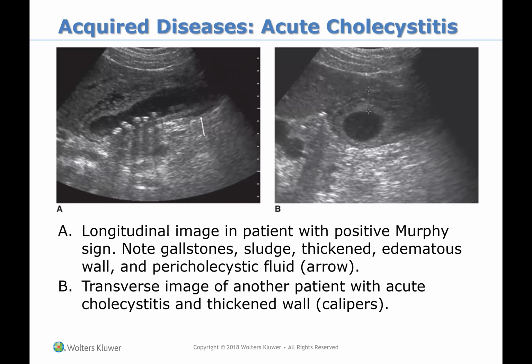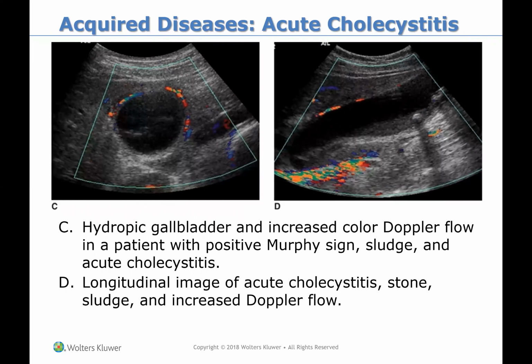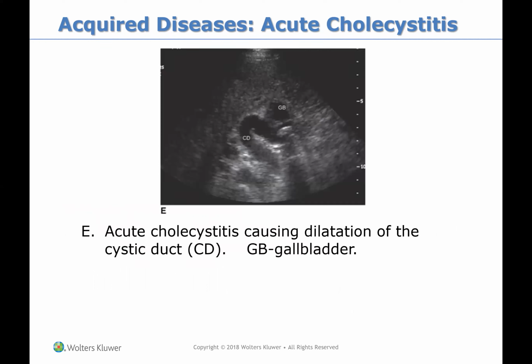So this is a patient that's pretty sick with it, and you can see the gallbladder wall is very, very thick. And the gallstones, the wall looks irregular, just not doing good. Increased color flow around the gallbladder. The cystic duct here is still dilated.